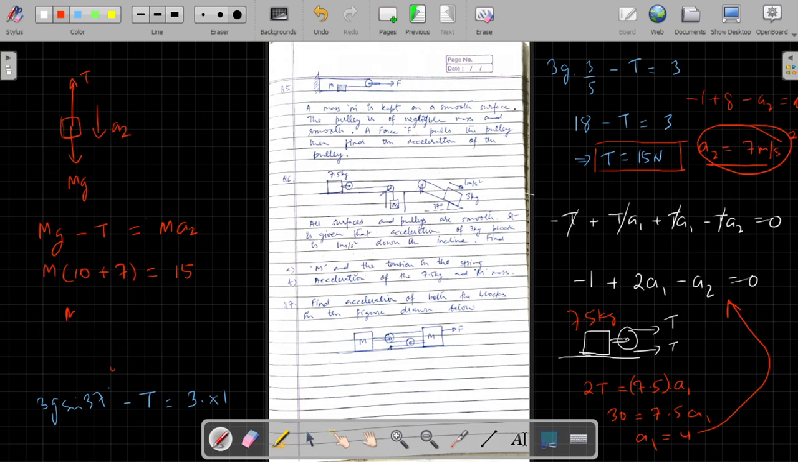Or say capital M is... So have we calculated the value of tension T? Tension T was 15, so 15 times 2, that is 30, and 30 divided by 7.5, that is 4. So from that we substitute the value of a1 here. That gives 8 minus 1, that is 7, minus a2 equal to 0.